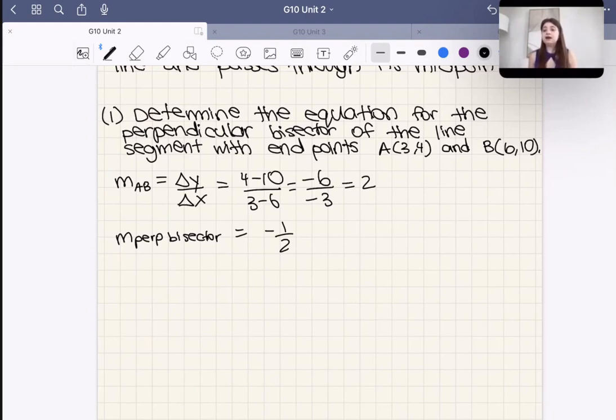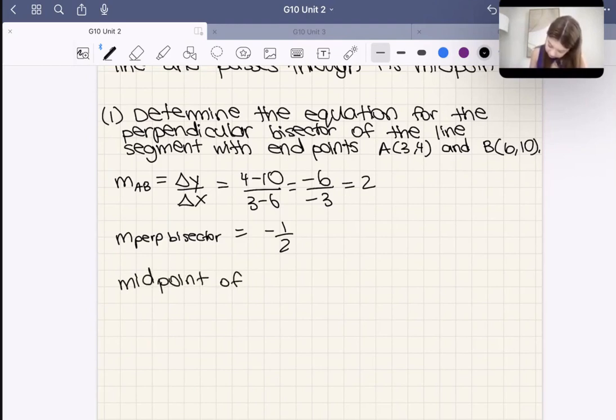Now we need to find the y-intercept. But to find the y-intercept, we need to know a point. And how can we know a point? Well, we know that the perpendicular bisector passes through the midpoint of A and B. So if we find the midpoint of A and B, then that's a point on this line.